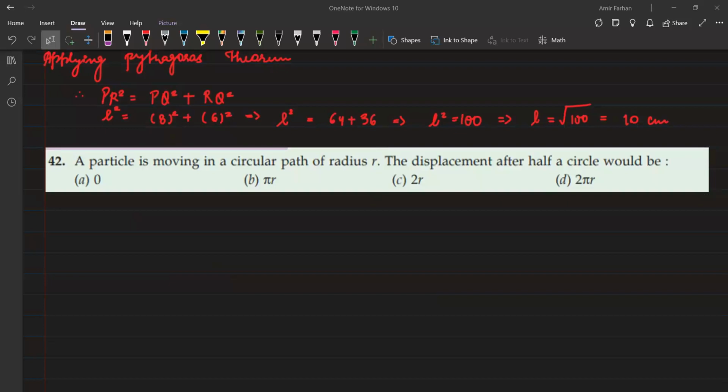Would you like to try this one? A particle is moving in a circular path. Let me see, the displacement after half a circle would be. So it's moving around the circle, basically on the circumference. You must have seen that if there is a circular path in a park, when you jog around it, you are on the circumference of the park. Yes or no?